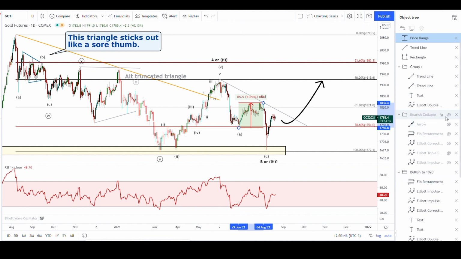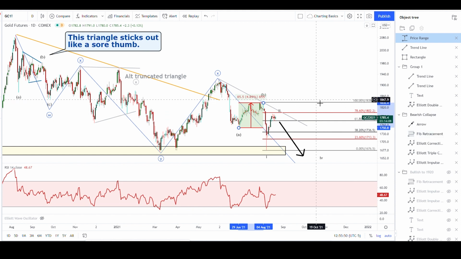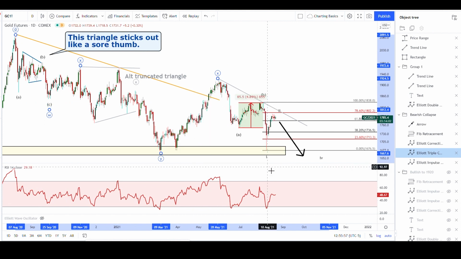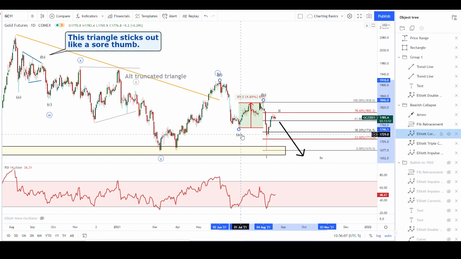So let me go back to the bearish wave count. This will make more sense. Okay, so within the bearish wave count, there we go, just kind of doing a little landscaping here. Okay, within this bearish wave count, what we are looking at, and this is not correct, within the bearish wave count. Yeah, that would be correct.